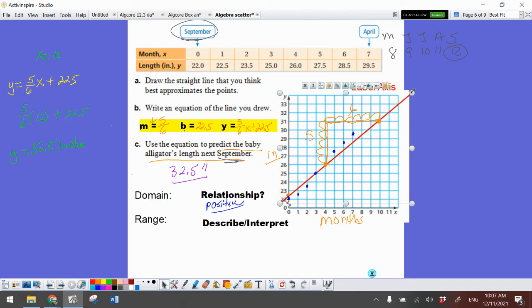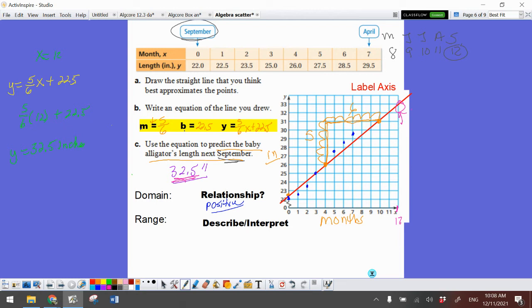And let's take a look at where our line shows up with our estimate. Okay, so we know that 12 would be right about here. Let's go up. Where did I end up at? That's pretty close to 33. So my estimate of 32.5 is probably not very far off from what my estimate on my line tells me.